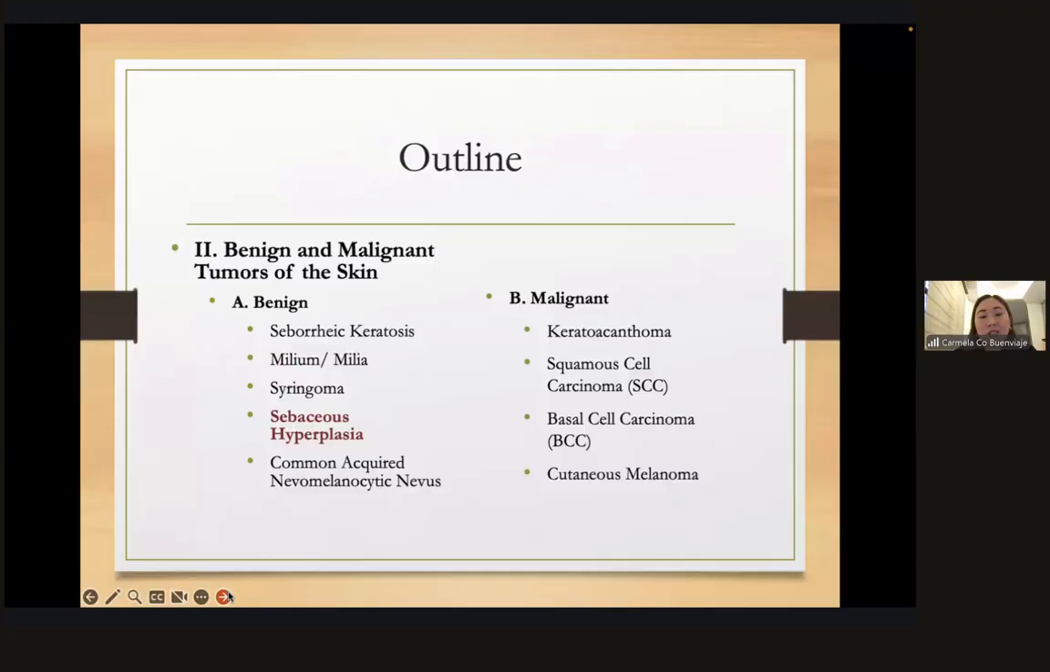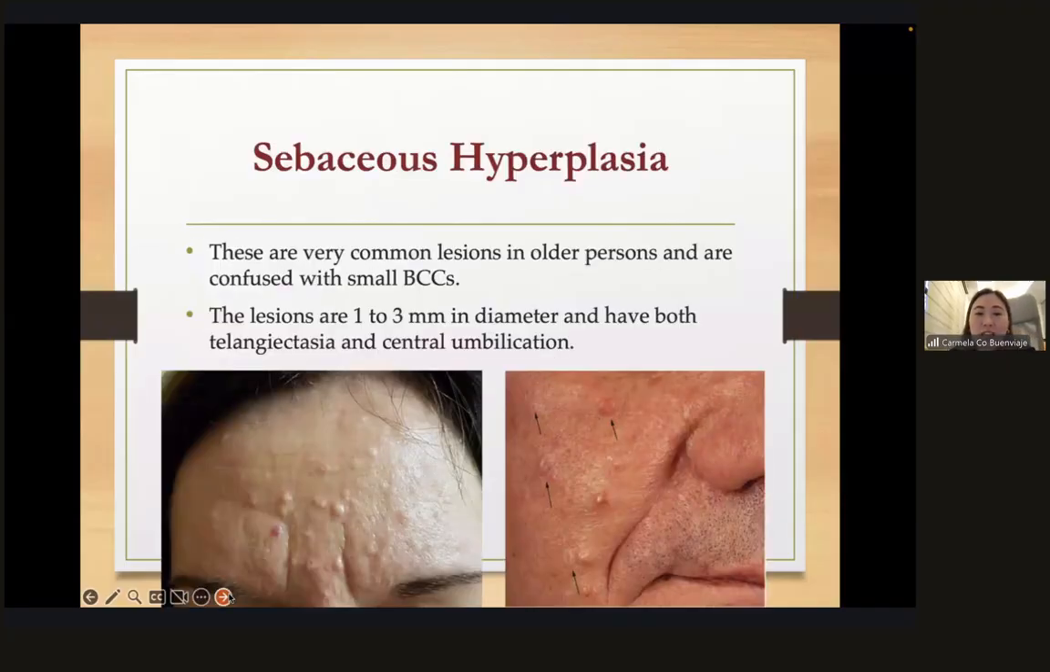Okay, next would be sebaceous hyperplasia. After this lecture, you'll be able to differentiate all of these four. Sebaceous hyperplasia lesions are very common in older persons and are confused with small BCCs. Actually, BCC, or basal cell carcinoma, can really be a differential for sebaceous hyperplasia. These lesions are 1 to 3 millimeters in diameter and have both telangiectasia and central umbilication. I'm not sure if you can see it in the picture, but some of them have a central umbilication here.